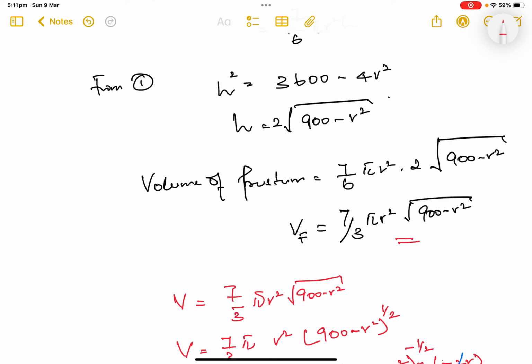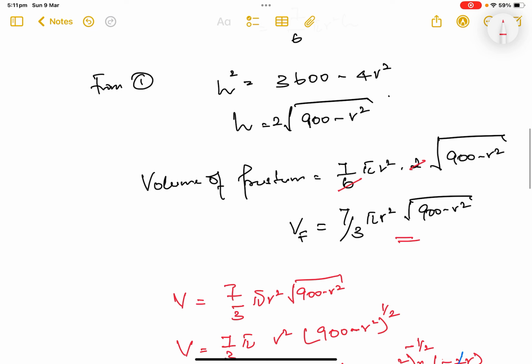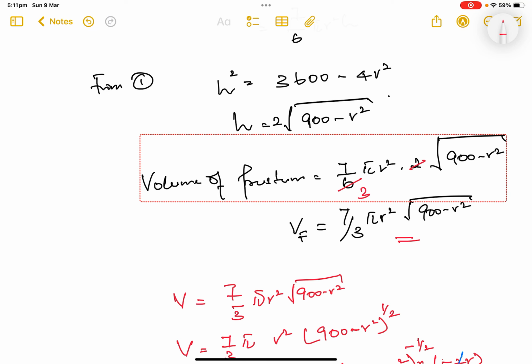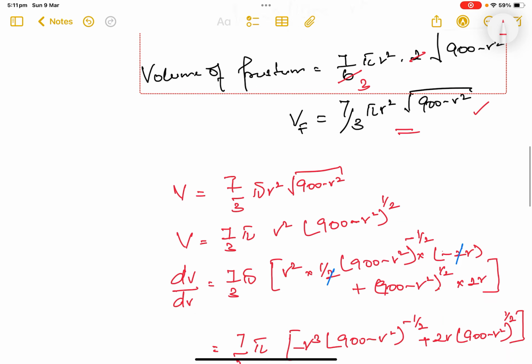And the h, we can replace with 2 times the square root of 900 minus r squared. From that, simply, the 2 there, so if we do that, that will be 3. So 7/3 pi r squared, square root of 900 minus r squared. This is exactly what we have been asked to prove, which we have done.